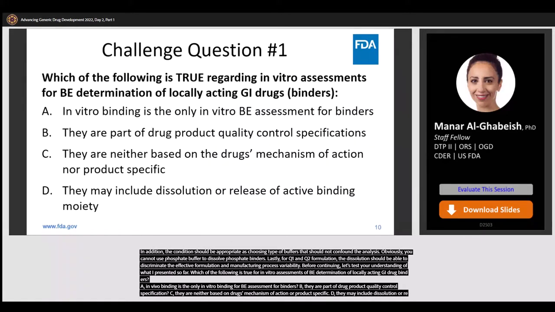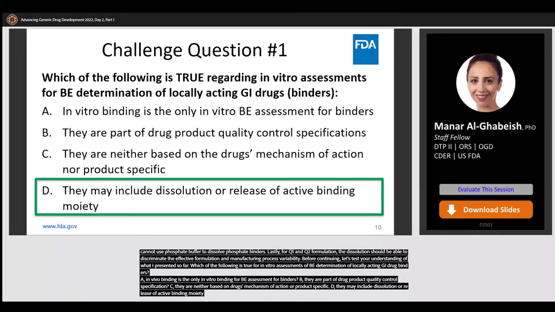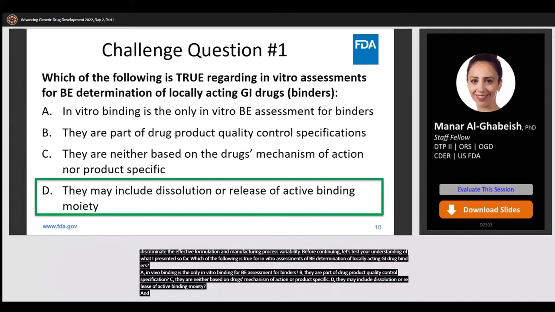And the true statement is D. They may include the solution or release of active binding moiety, which is one of the most recommended in vitro assessments in PSGs.